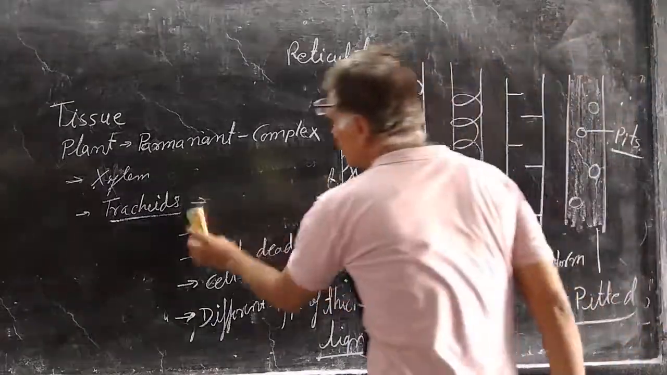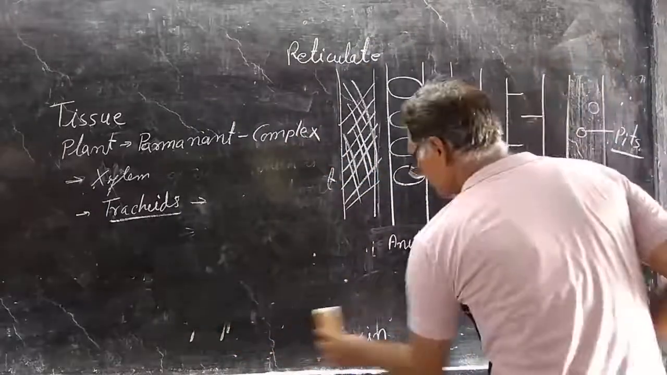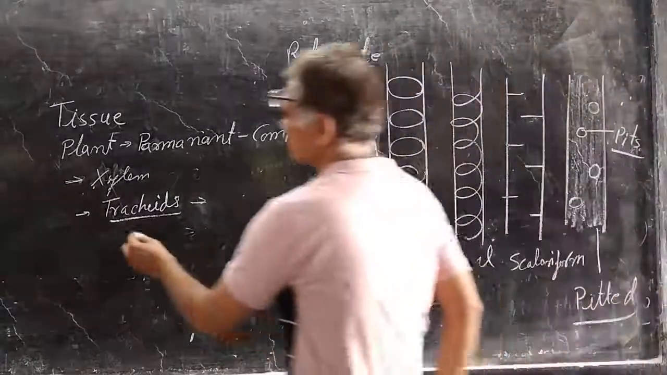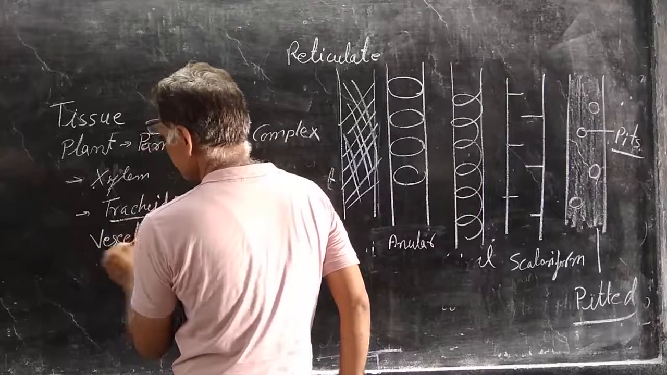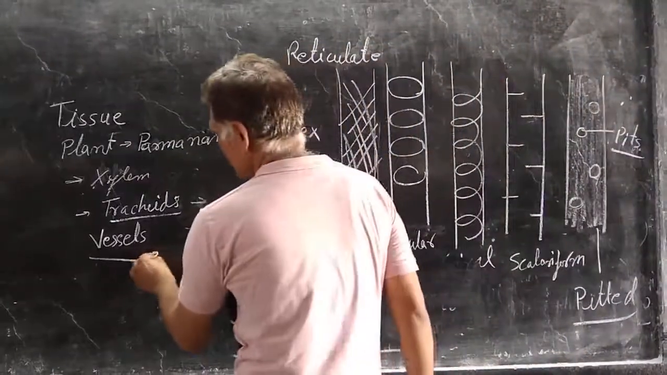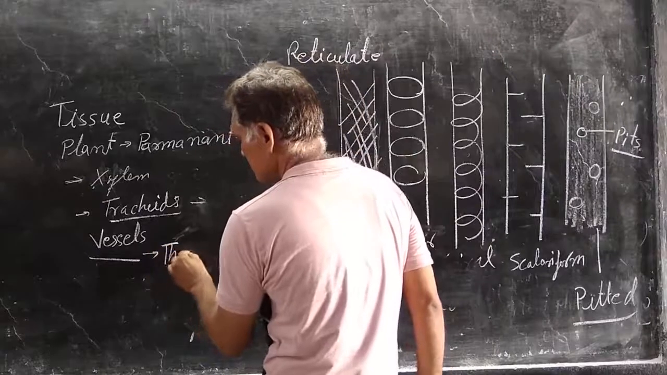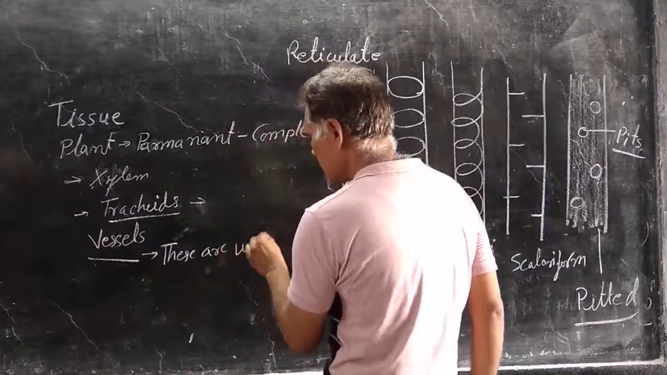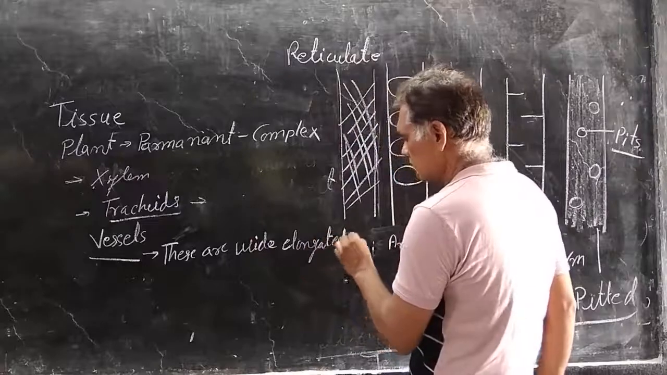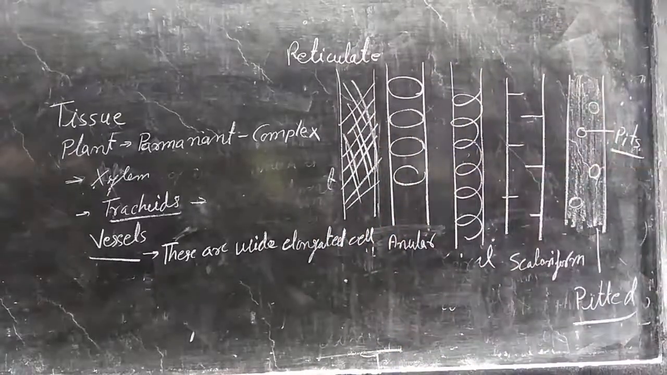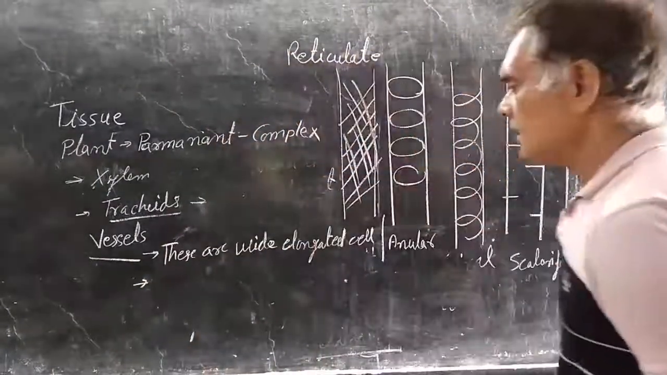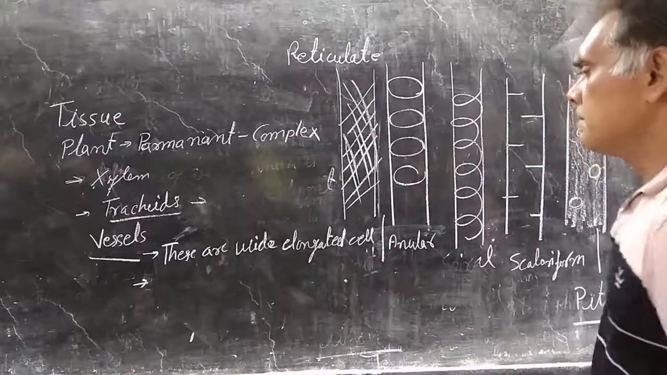Second type of element is vessels. These are wide elongated cells. Compared to tracheids, these are wide elongated cells. These cells have open mouths and walls.